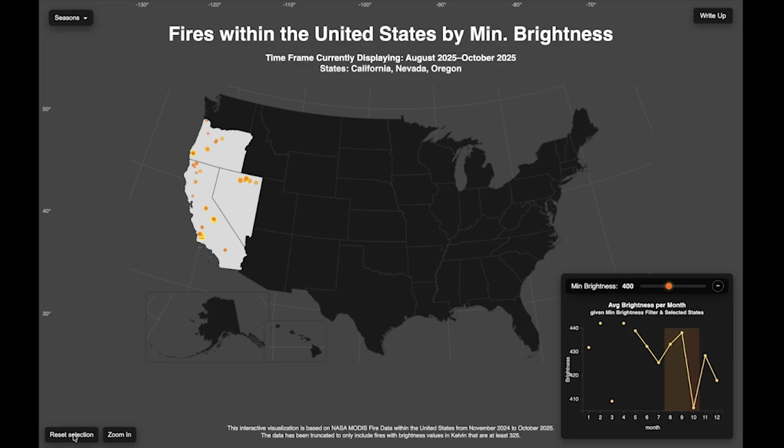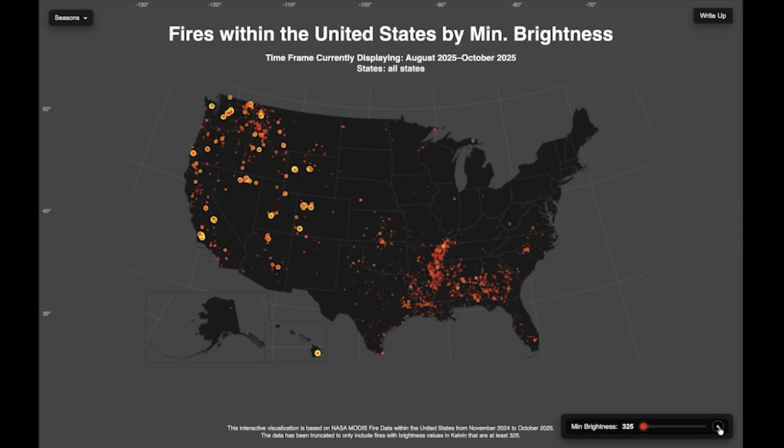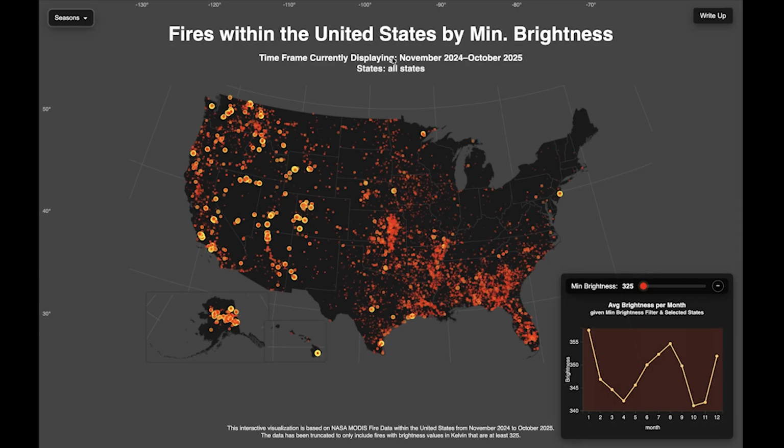Additionally, we could press reset selection in the bottom left to reset our selection of states. We can also collapse and expand our dynamic line graph to allow for ease of viewing. Our subtitle updates in accordance with our filters. We also have a tooltip that shows the brightness, state, and specific coordinate of the fire that the user is hovering over.